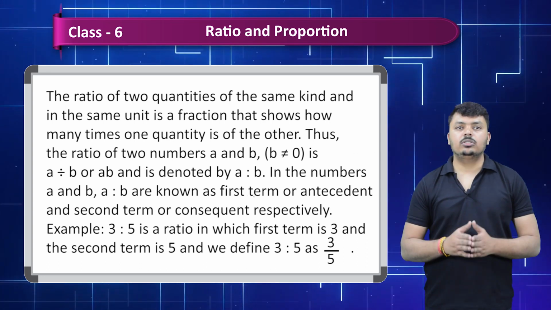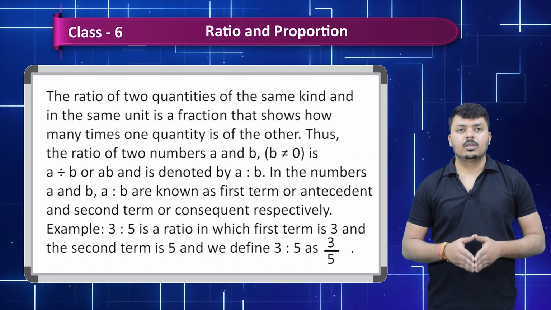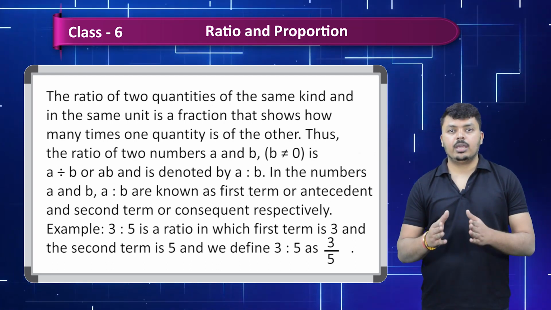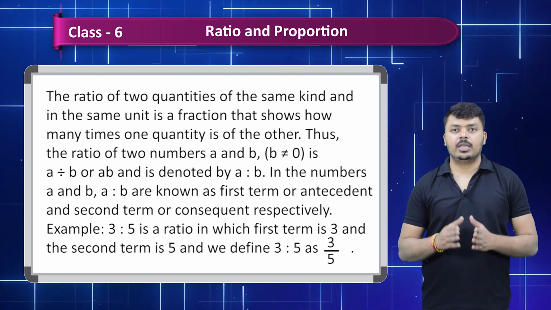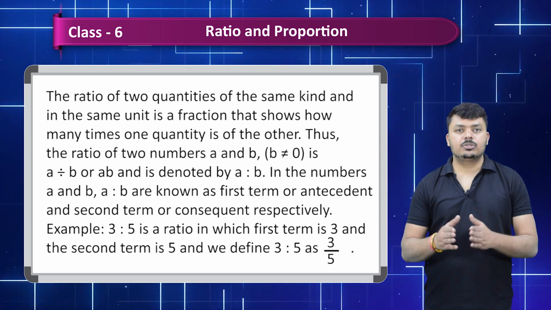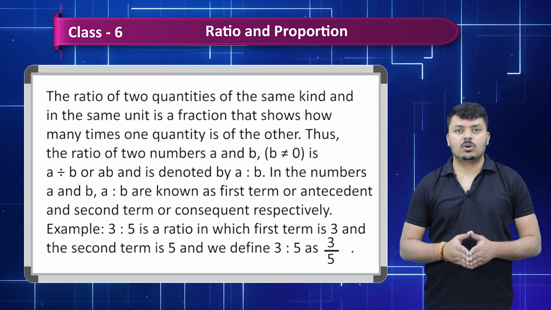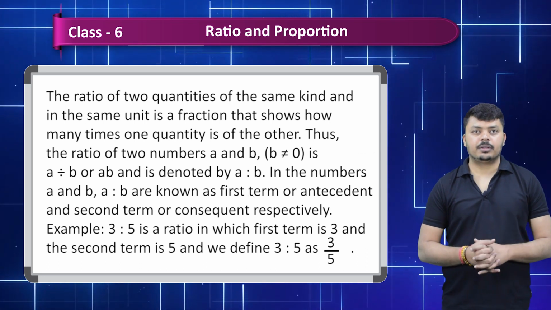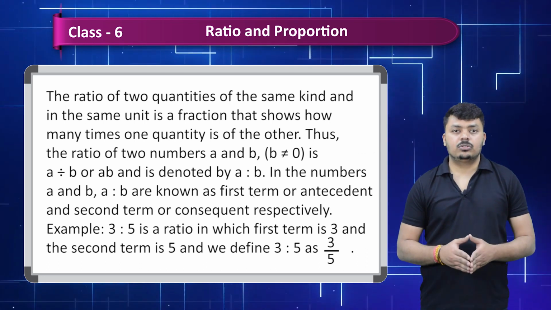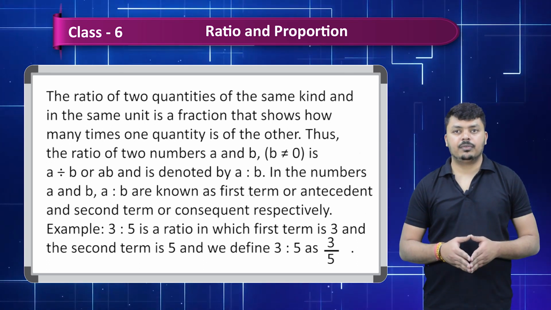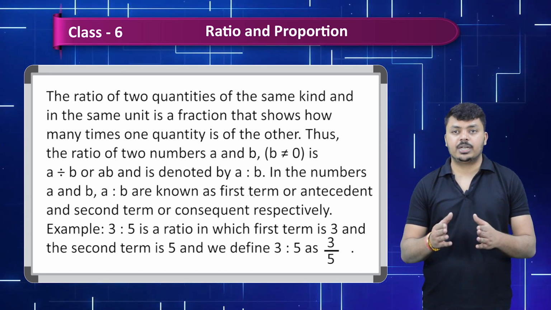Thus, the ratio of two numbers a and b, where b is not equal to 0, is a divided by b, or a upon b, and is denoted by a:b. In the numbers a and b, a and b are known as the first term or antecedent and the second term or consequent respectively. Example, 3:5 is a ratio in which the first term is 3 and the second term is 5, and we define 3:5 as 3 upon 5.